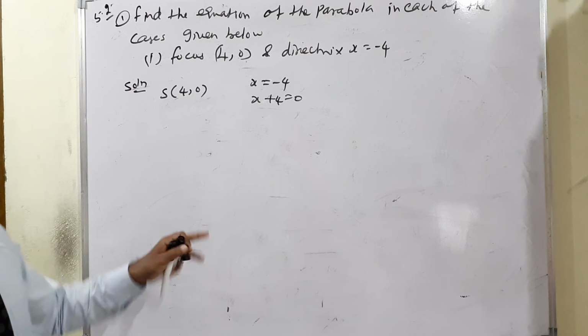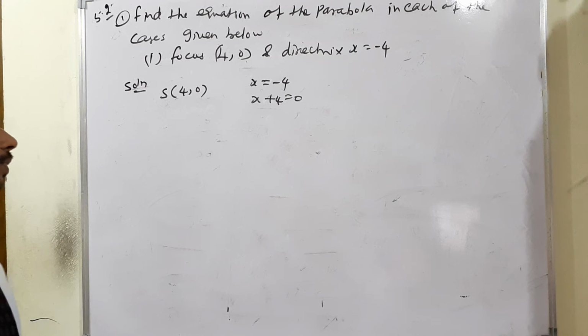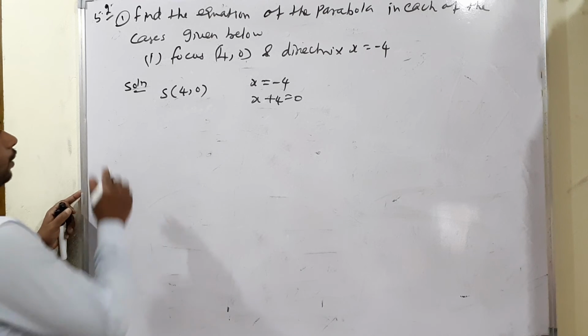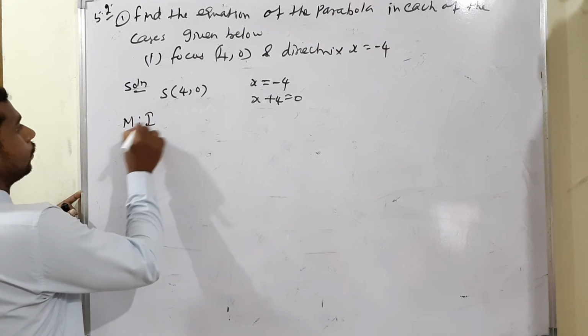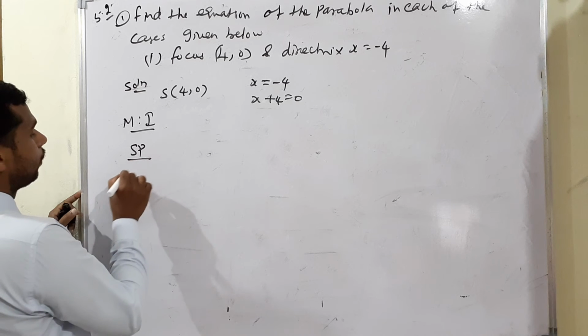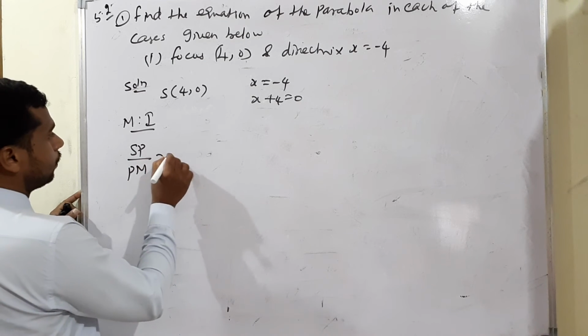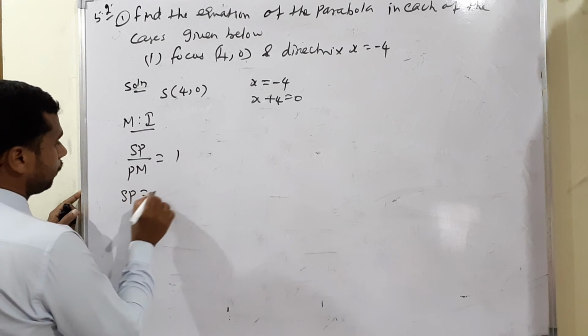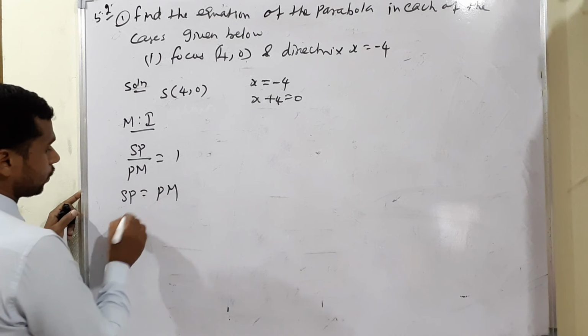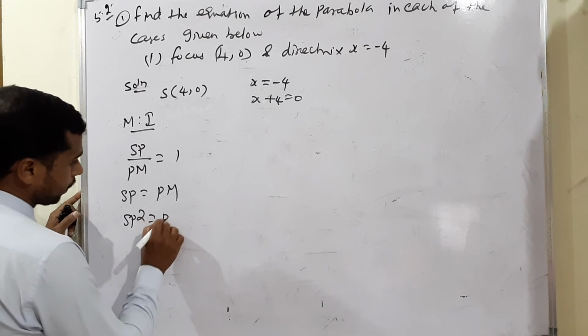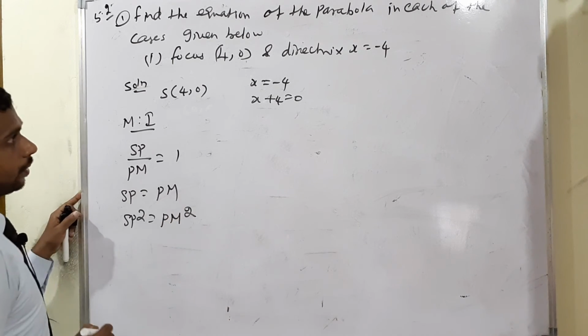So we can apply here two methods. Method 2 will be easy. Method 1 also I will apply for you. Listen very carefully. Method 1. Already we know the basic form SP divided by PM is equal to 1. Therefore cross multiply means SP is equal to PM. So squaring on both sides means SP square is equal to PM square, isn't it?